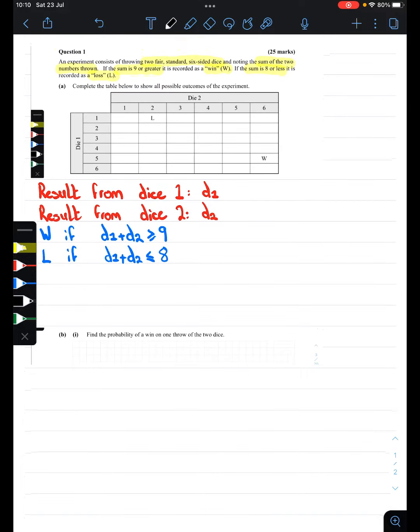Complete the table below to show all possible outcomes of the experiment. This is a very simple start. Here we have a loss: 1 plus 1 is 2, less than 8. If one of them is 1, it's always going to be a loss, so we can immediately fill in losses here and here. And if one is a 2, the other can only be a 6, so we can only reach 8. So we can immediately count these as losses.